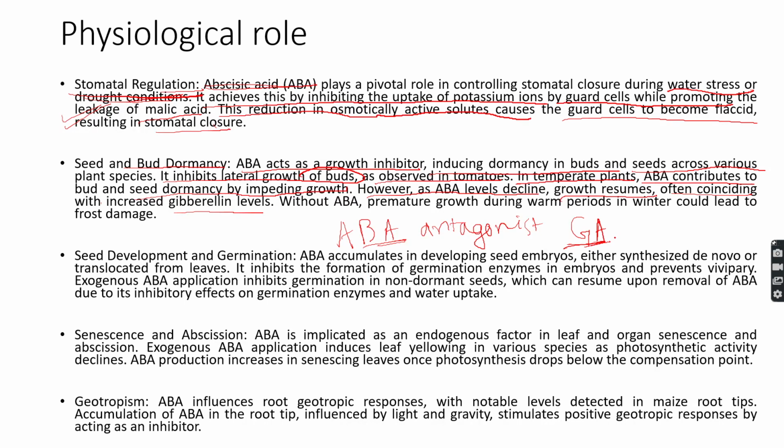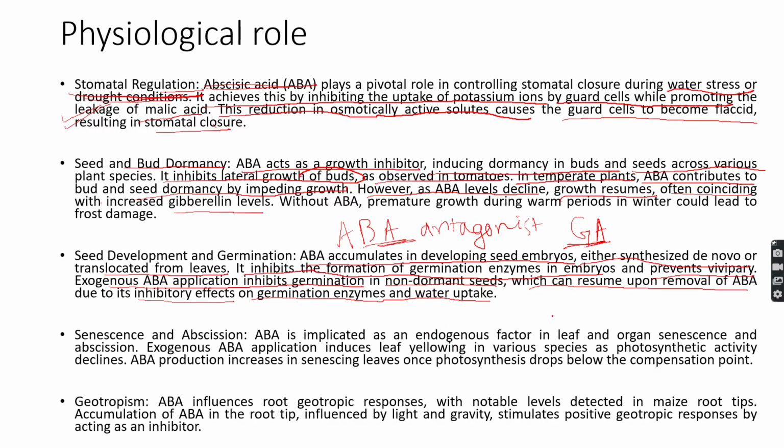GA promotes bud and seed germination, whereas ABA promotes bud and seed dormancy. Okay, next is seed development and germination. ABA accumulates in developing seed embryos, either synthesized de novo or translocated from the leaf. It inhibits formation of germination enzyme in the embryo and prevents vivipary. Exogenous ABA application inhibits germination in non-dormant seed, which can resume upon removal of ABA, due to its inhibitory effect on germination enzyme and water uptake.